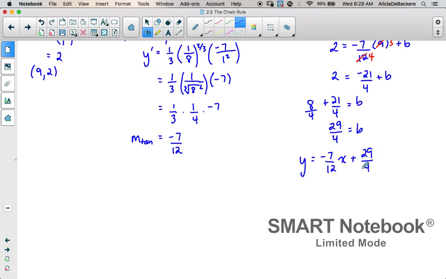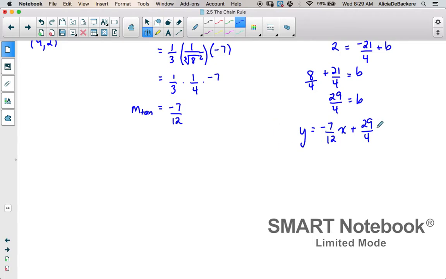If the question asks you for standard form, then you're going to multiply through by the lowest common denominator, which is 12 here. So I'm going to multiply each of these terms by 12. So 12 times y. And when I multiply this one by 12, the 12s will cancel out and I'll just be left with negative 7x. And when I multiply this one by 12, the 12 divided by 4 would give me a 3. So I'll be left with 29 times 3, and then I can simplify that as 87.